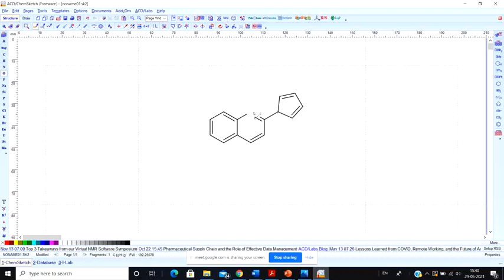Now suppose I want to add an oxygen to this particular group. Okay, now what I will do, suppose I want to add nitrogen, I will select nitrogen and click here. See, the nitrogen has been added, replaced. So this particular carbon is actually replaced by nitrogen. And now I want to add an oxygen here.